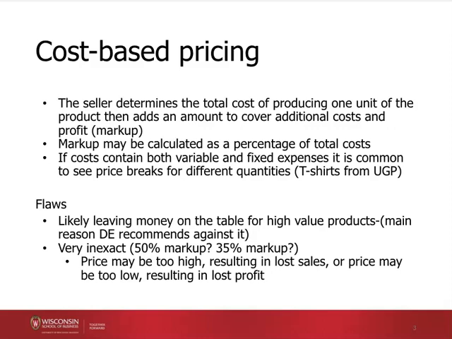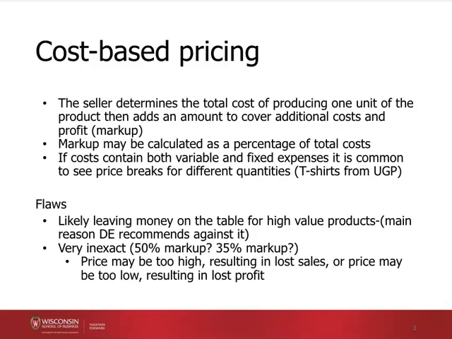Cost-based pricing is fairly straightforward. The seller determines the total cost of producing one unit and then adds an amount to markup, usually as a percentage of total costs. This is a very common retail strategy where retail pricing often looks something like 50% markup on cost. And it also is significantly affected by how many units you expect to sell.